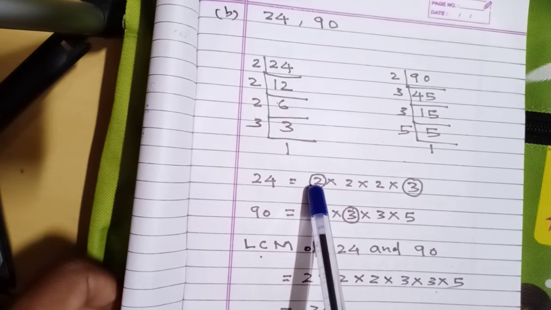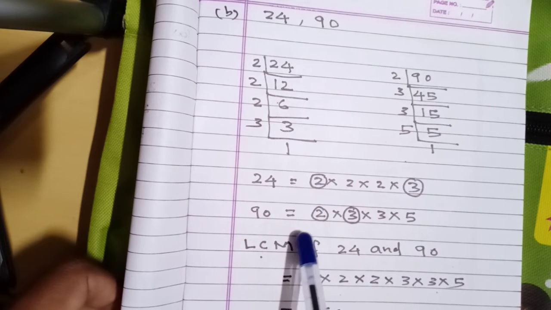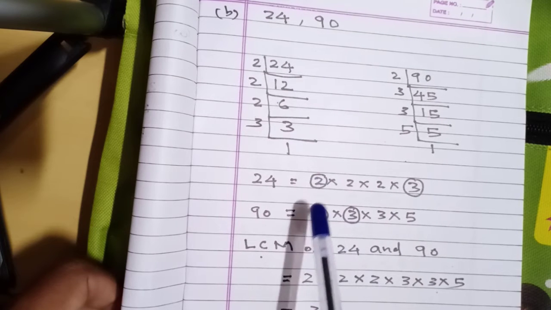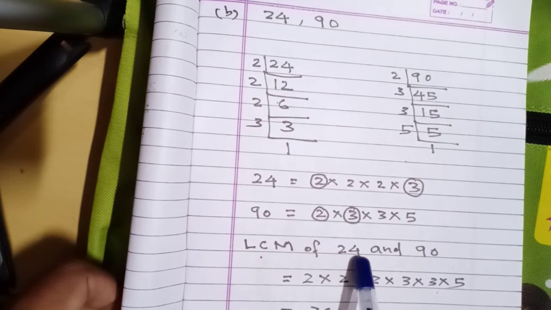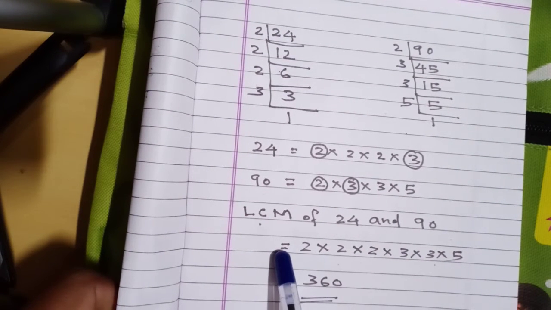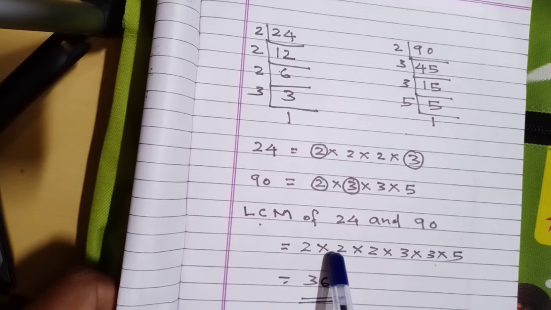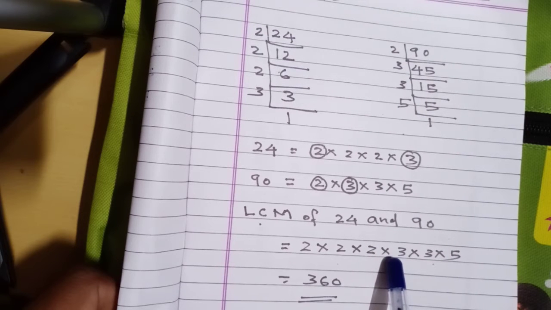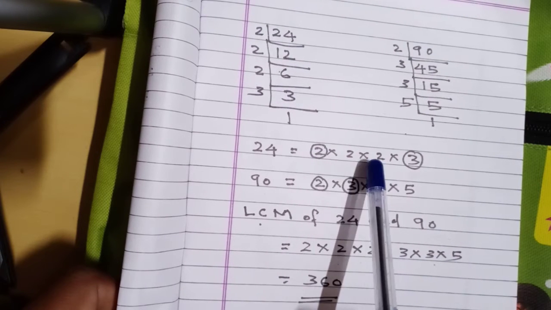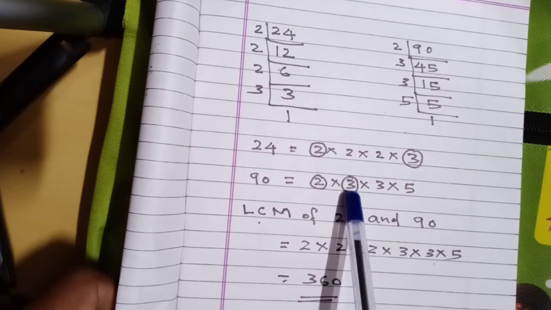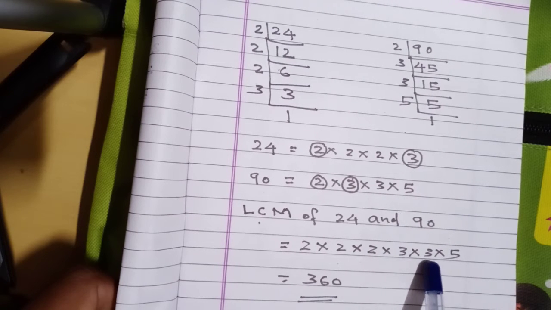So 2 is common. Then 3 is also common. So we round up them. Then look at how to write the LCM of 24 and 90. 2 into 2 into 2 into 3. ये ऊपर वाला 2 into 2 into 2 into 3. इसके बाद में क्या लिखना है? ये राउंड अप वाला नहीं लिखना, एक ही बार लिखना चाहिए. सो ये दोनों नहीं लिखना है. इसके बाद में 3 into 5.